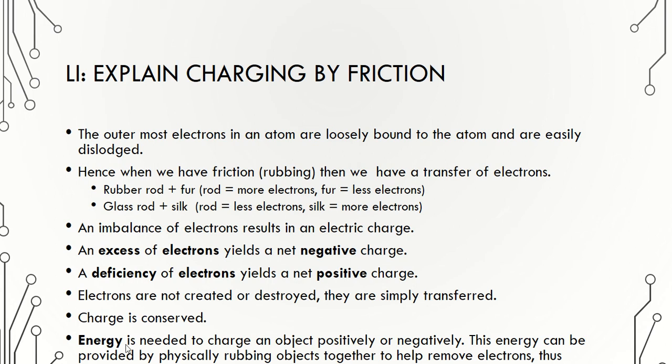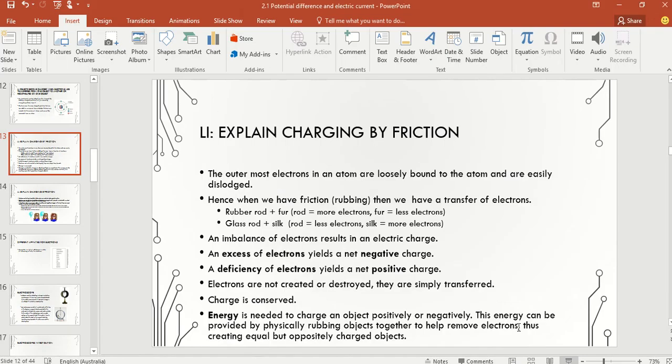However, in order to charge an object, we need to put in energy. So energy is required to rub the rod and the fur together. Okay, so energy is needed to charge an object positively or negatively. And this energy can be provided by physically rubbing objects in order to remove electrons, thus creating equal but oppositely charged objects.